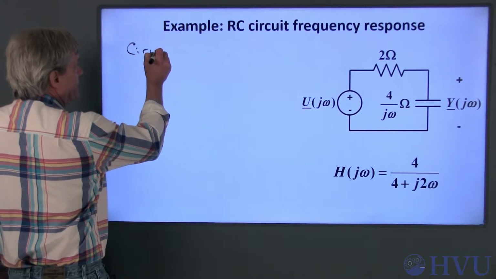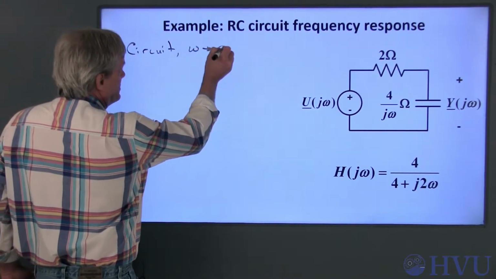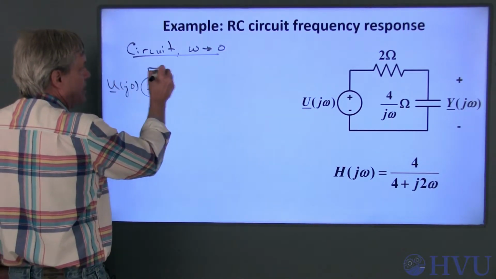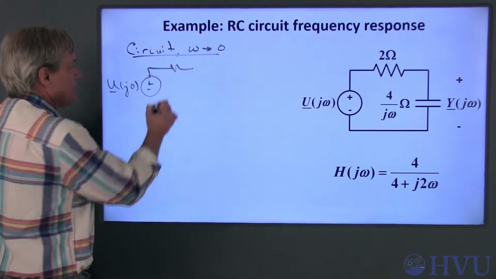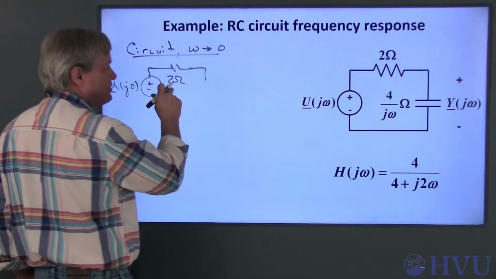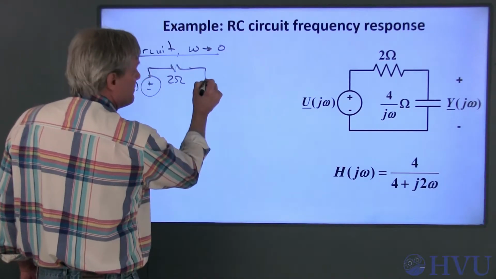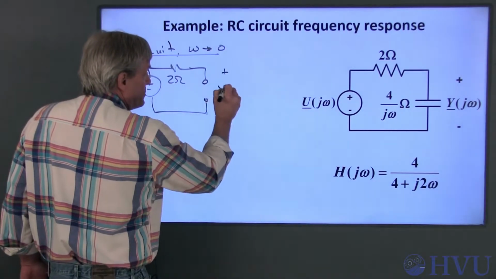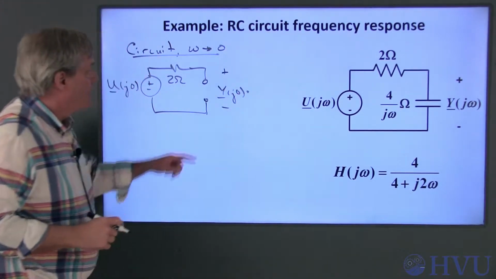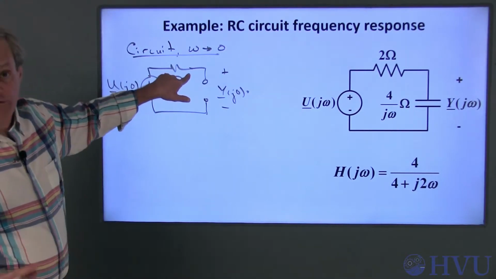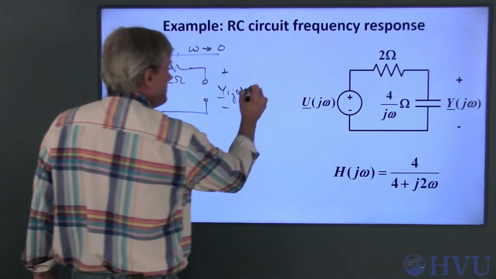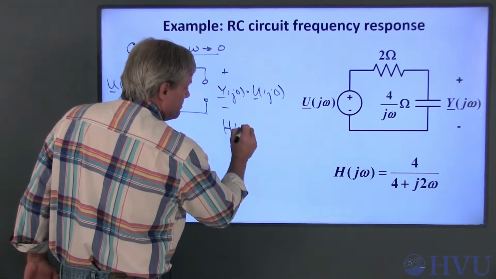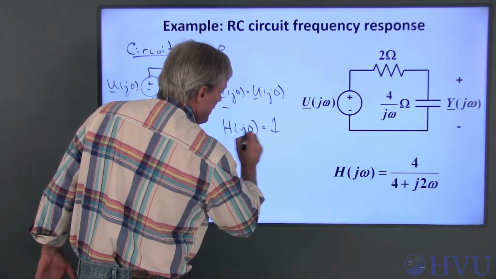First, the circuit. As omega goes to 0, the input is U at j0. The resistor doesn't care what the frequency is, so its resistance or impedance is 2 ohms regardless of what the frequency is. The capacitor looks like an open circuit at low frequencies. So Y at j0 is equal to U of j0 because there's no current through the resistor and no voltage drop across the resistance. If these two are the same, the frequency response at low frequency is 1.